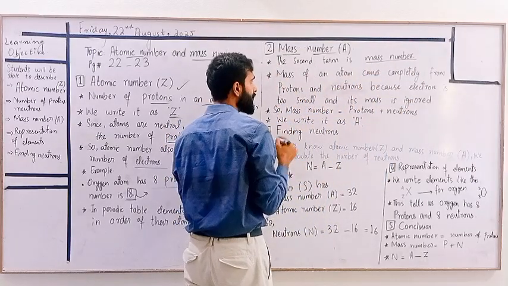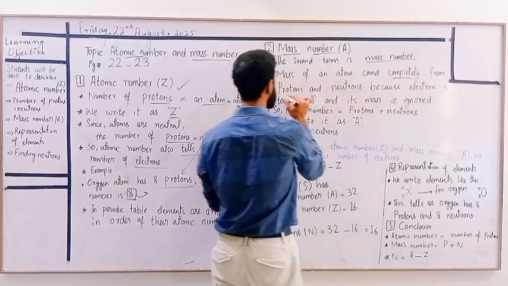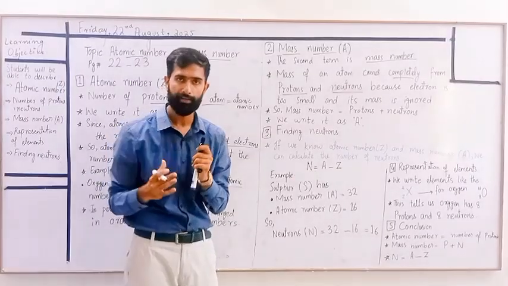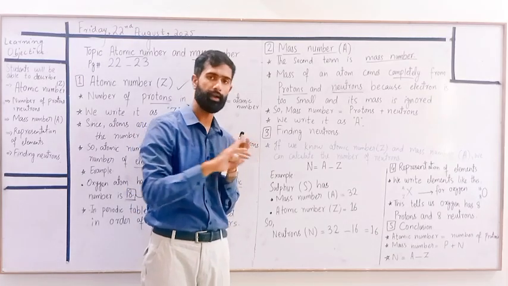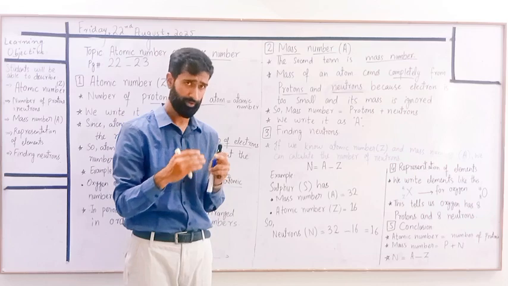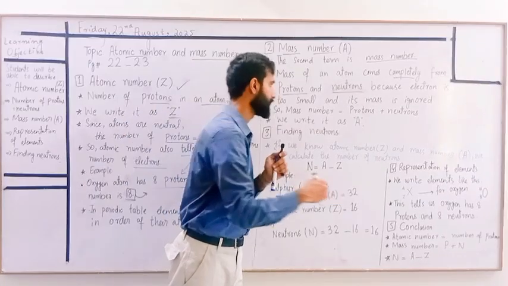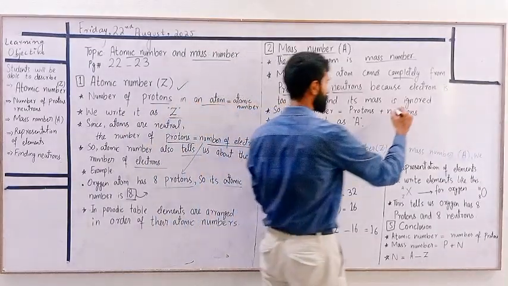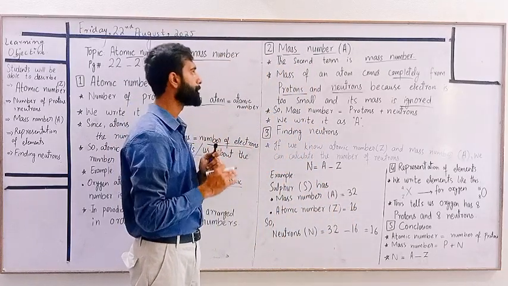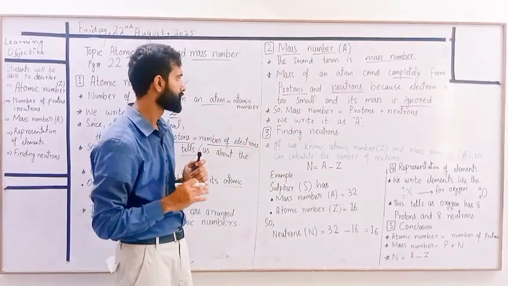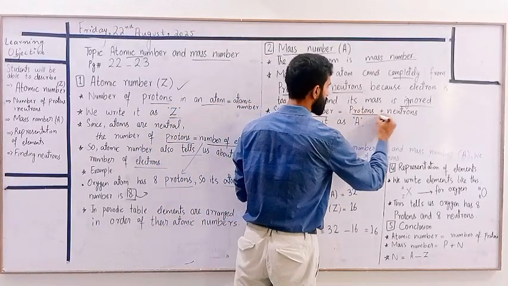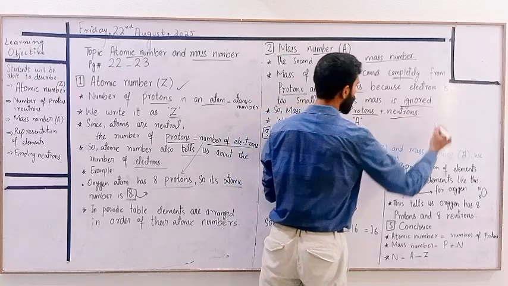The mass of an atom comes completely from protons and neutrons, because electrons are too light, so their mass is ignored. So all the mass of an atom comes from protons and neutrons. We can say that mass number is equal to the number of protons plus the number of neutrons.